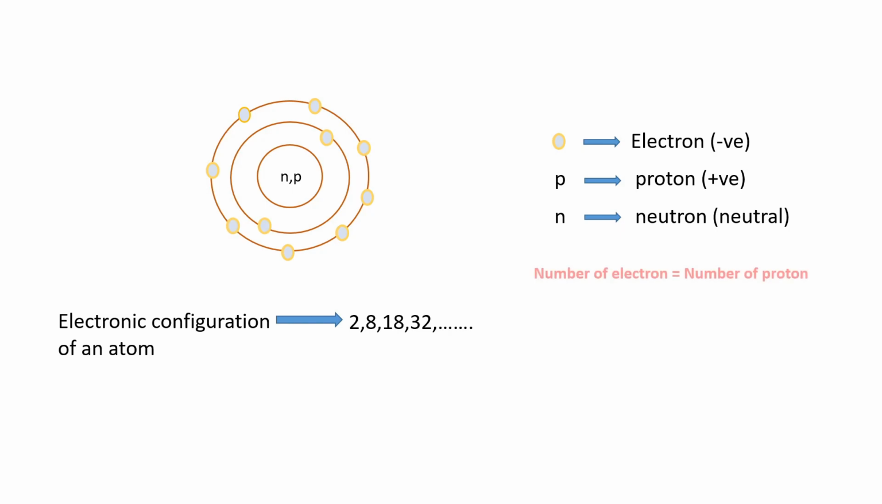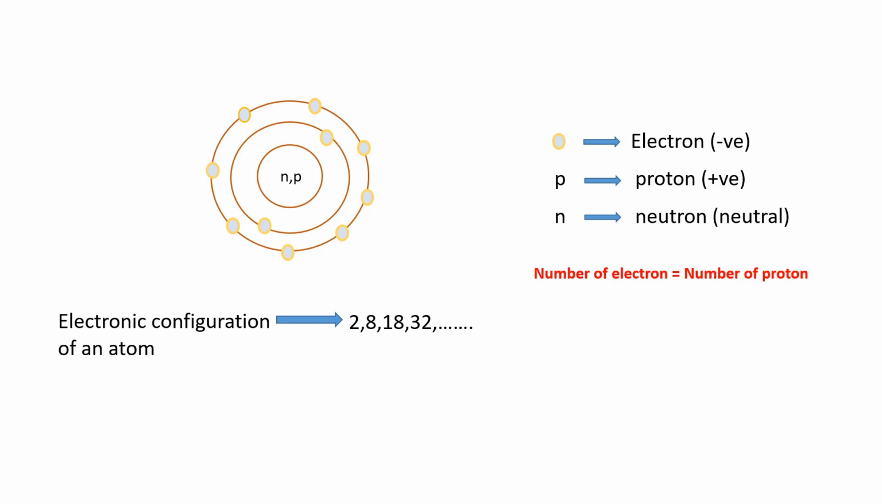Now the number of electrons is equal to the number of protons. So if, say, an atom has 10 electrons, it will have 10 protons as well, and vice versa. So if the number of electrons is equal to the number of protons, what about the number of neutrons? Basically, the number of neutrons can be or cannot be equal to the number of electrons and protons. You will come to know about this in more detail in the further concepts.